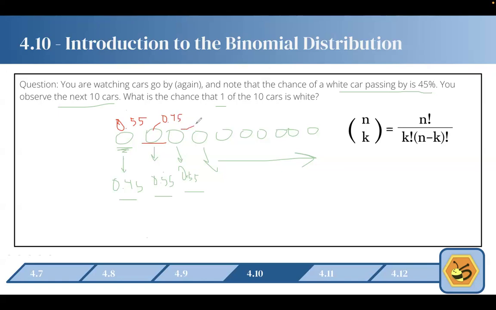And then all the rest of them are 0.55. So we agree that this is another situation that could have happened, right?